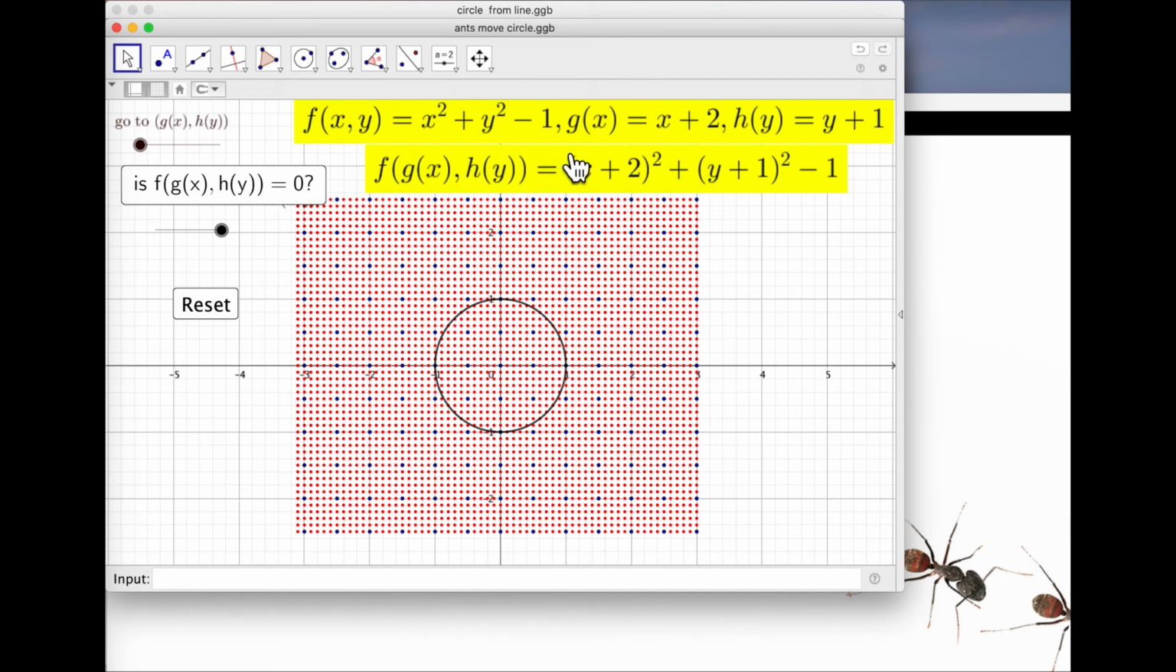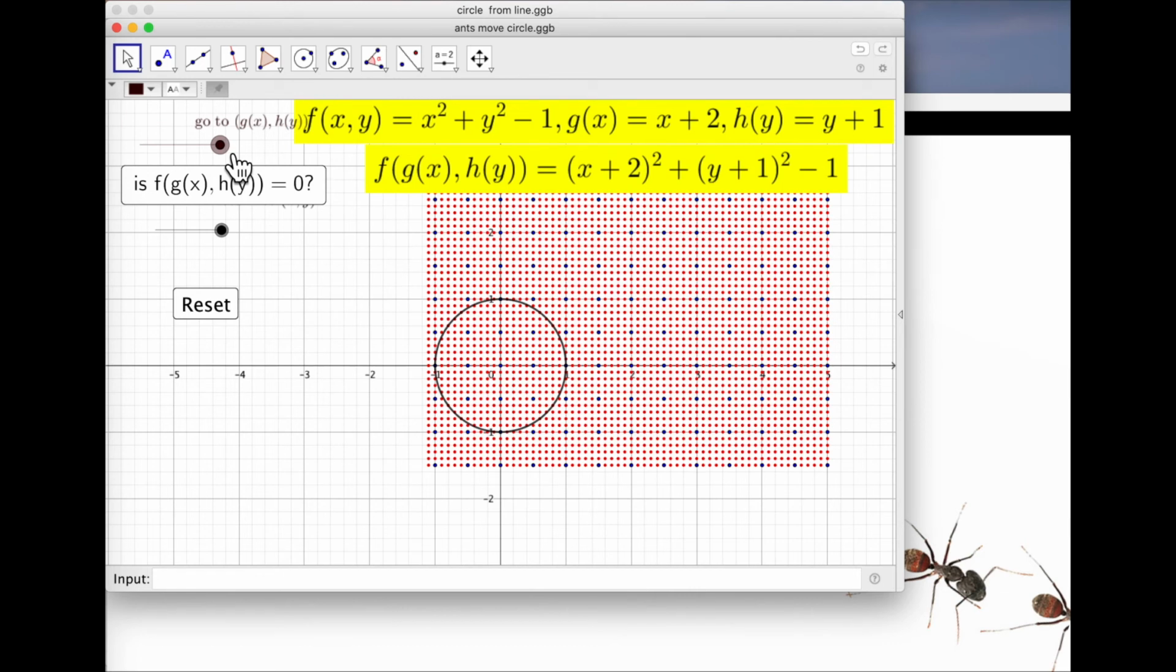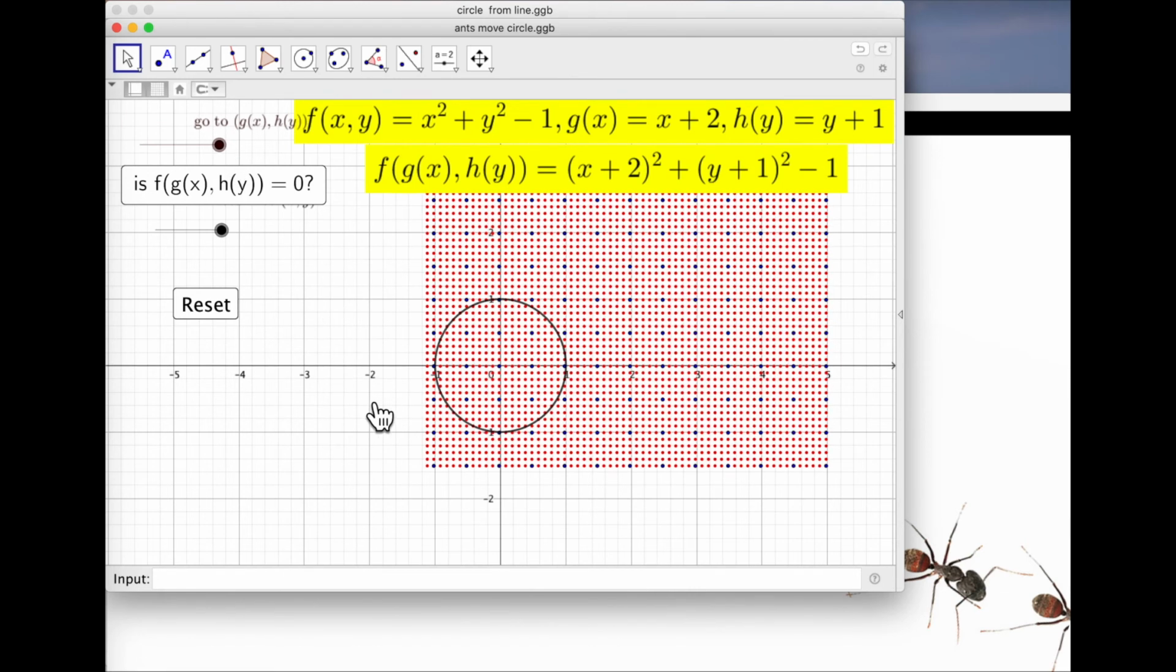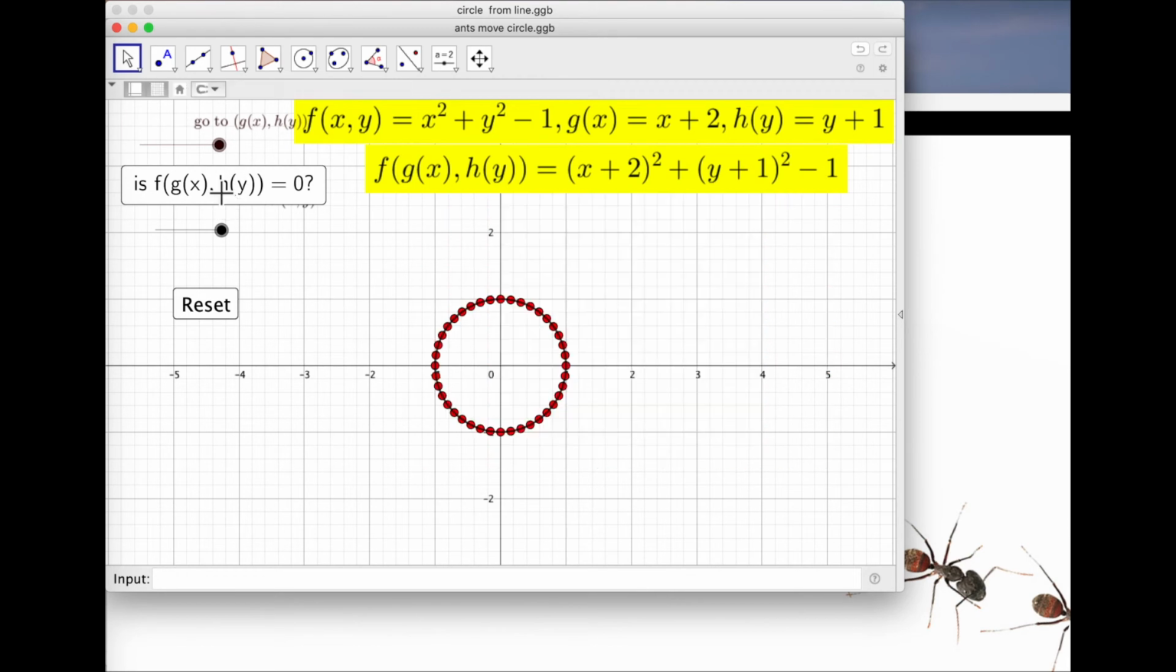And the functions we're applying to the input: g of x is x plus 2, and h of y is y plus 1. So the first thing the ants have to do in order to find out whether f of g of x, h of y is 0 is to go to g of x, h of y. So there you go. They go right 2 and up 1. Then they discover whether they're on the curve or not. And those ones discover that they are. And then they go home.